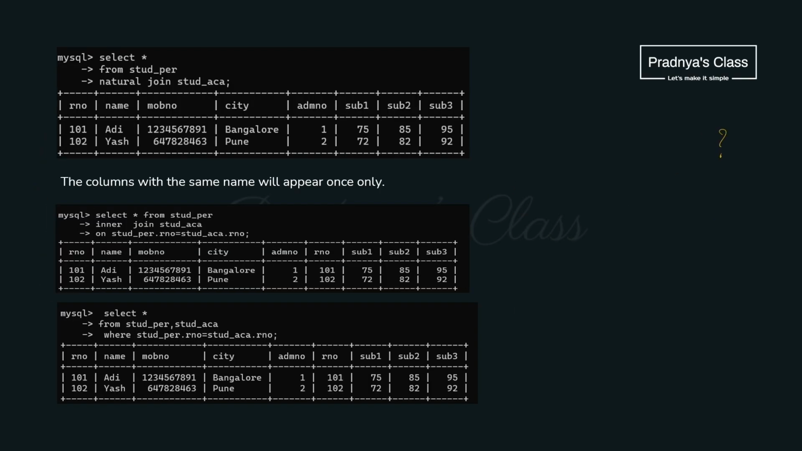Now what's the difference? Look at the output of inner join as well as equijoin. And here is the output of the natural join. These two outputs are the same. Only the difference is in the writing of the query.